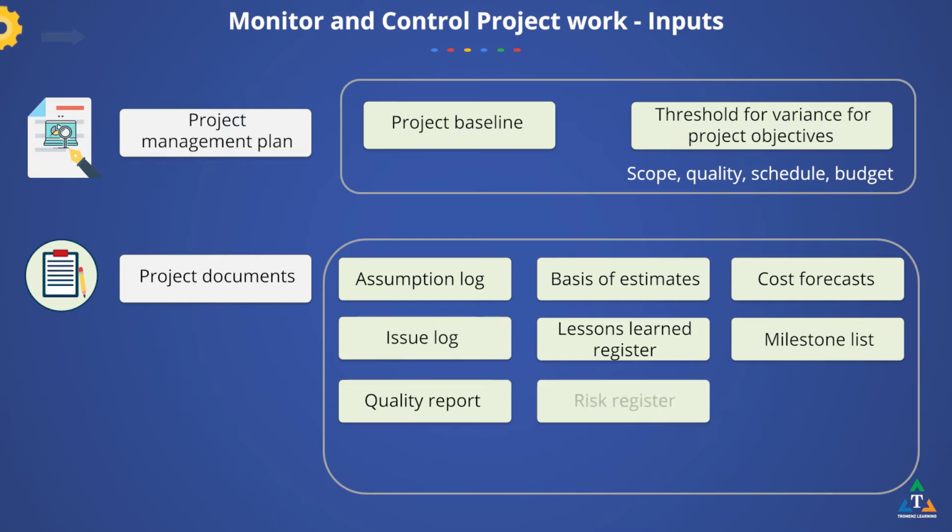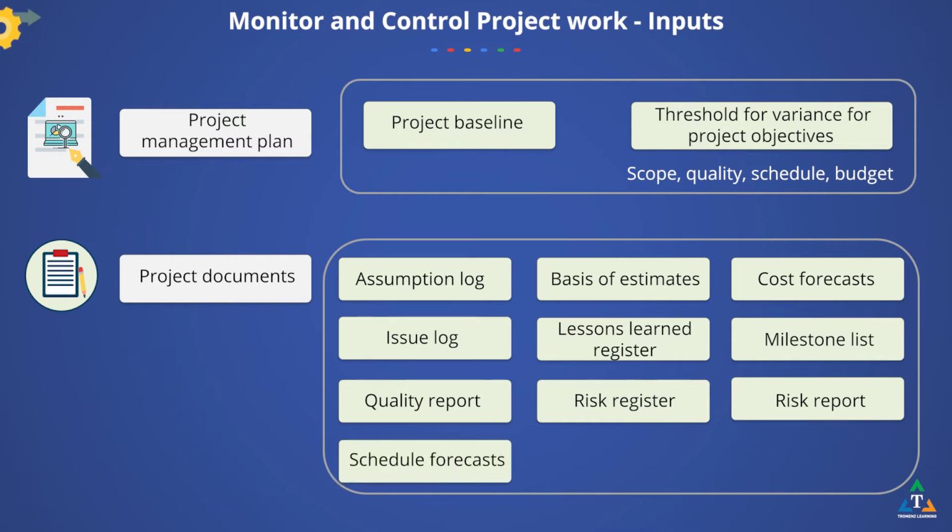The risk register provides information on threats and opportunities that have occurred during project execution. The risk report provides information on the overall project risks as well as information on the specified individual risks. Based on the project's past performance, the schedule forecasts are used to determine if the project is within defined tolerance ranges for schedule and to identify any necessary change requests.